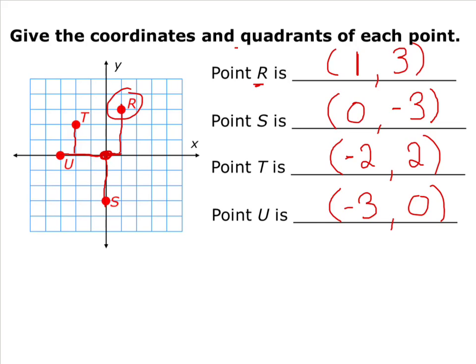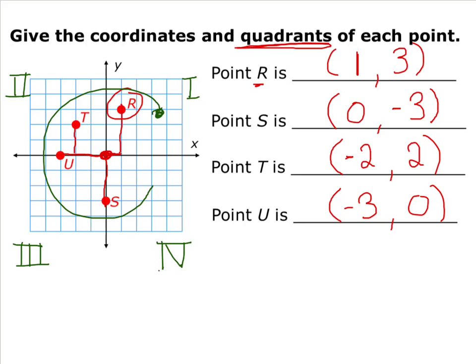Oh, but wait, look at our directions. Our directions say it wants the quadrants also. So let's go back and name these quadrants. Now remember what I said. We'll start in this top quadrant right here, and we'll draw a C, and that'll tell us how to label these. So this top right one right here is going to be quadrant 1. The top left is going to be 2. Bottom left is going to be 3. And the bottom right is going to be 4.